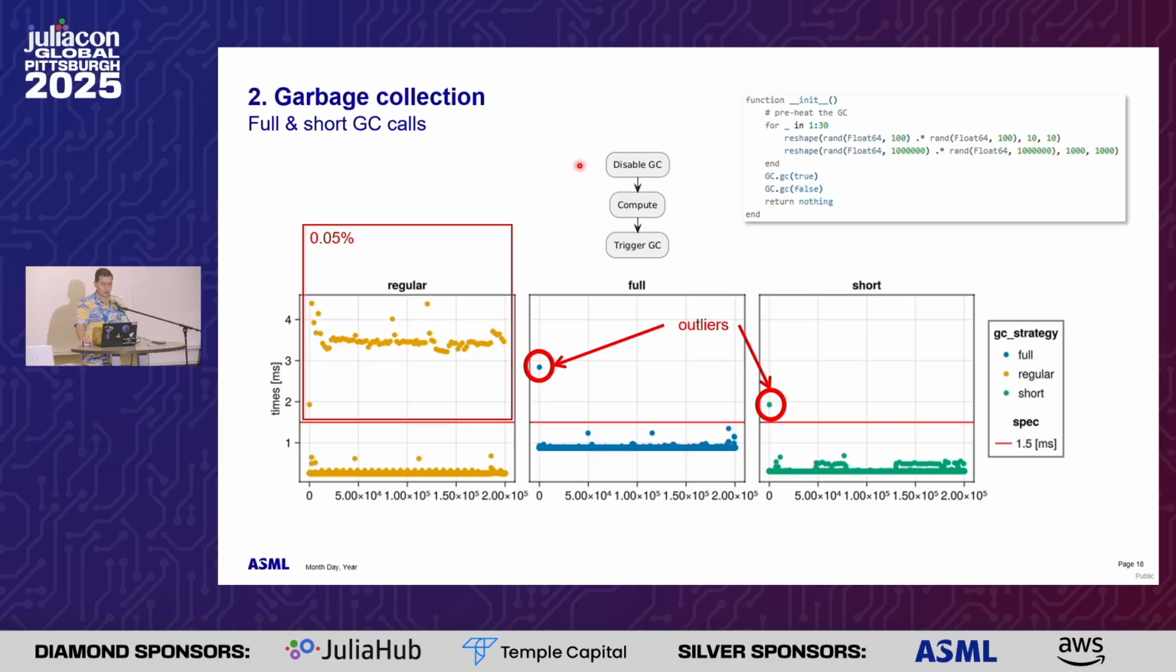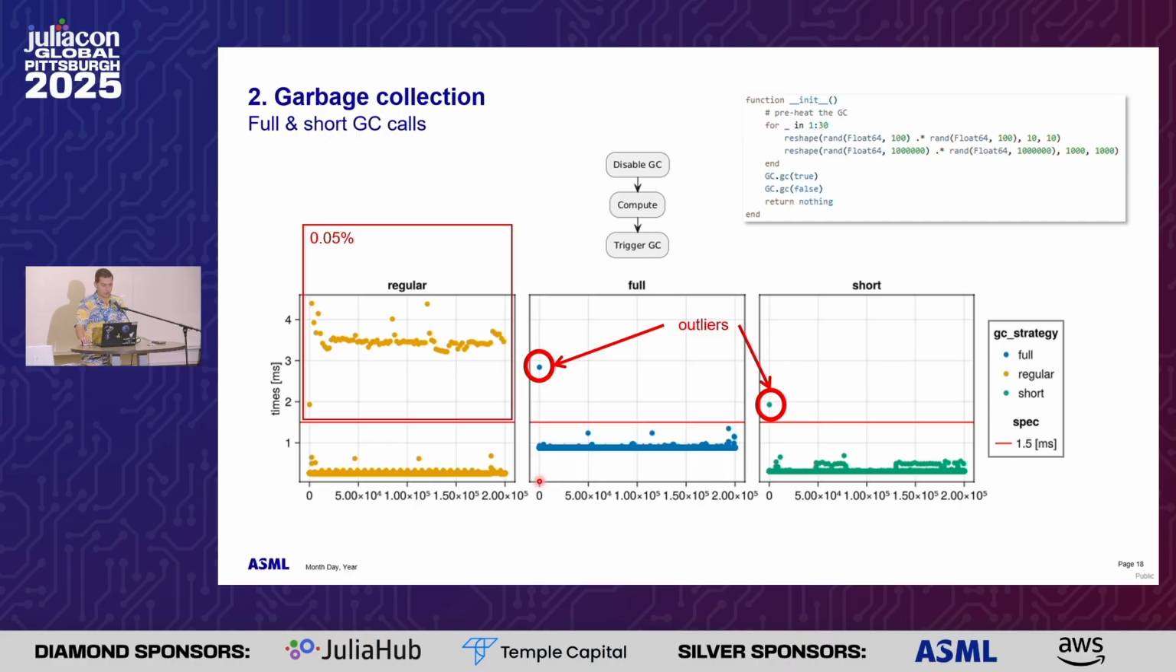What if we just disable the garbage collector? Because our algorithm is very small and very fast, it doesn't produce a lot. So we can disable the garbage collector, do our computation, and then force garbage collection. So instead of having random spikes somewhere around our code, we have a guaranteed spike at the end of our code. Okay, what does it mean?